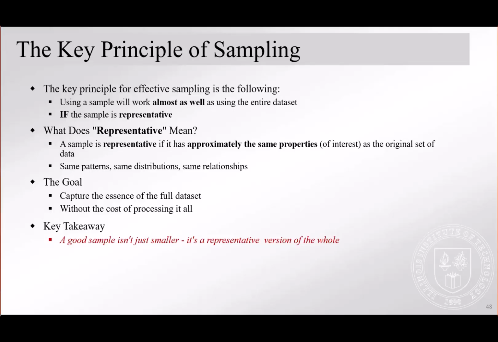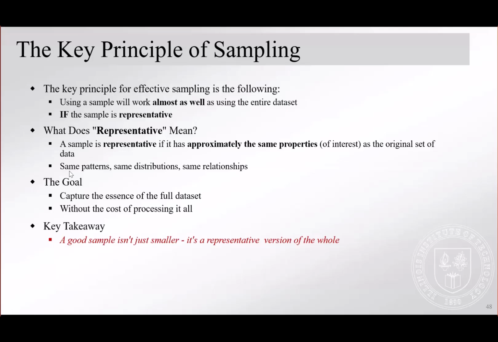Okay, for non-news. They say sampling only works if you do it right. You have to do it in the right way. So here's the key principle: using a sample would work almost as well as using the entire data set if the sample is representative. So what do you mean by representative? A sample is representative if it has approximately the same properties as the original data set. Same patterns, same distribution, same relationships.